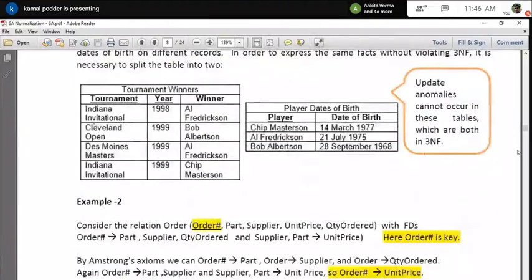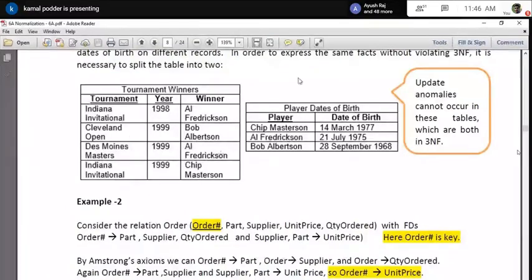So now you just see what I will do: I will keep just tournament, year and winner, and there is no problem. There is no transitive relationship. There is a plain, single attribute that I have put that is fully dependent on this. So it is actually obeying all the normal forms up to third.